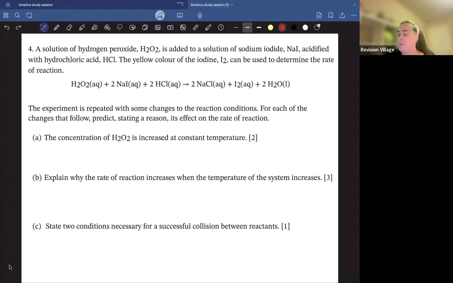I know there's lots of words everywhere, but this is a question just about if we change the concentration, what happens to the rate? And the answer is going to be as the concentration increases, the rate increases. And to get our mark, we're going to say there are more frequent collisions. Not more collisions, but we're going to include that word.